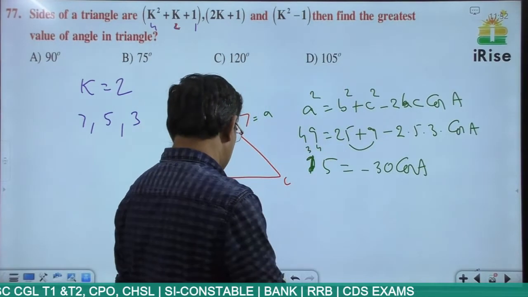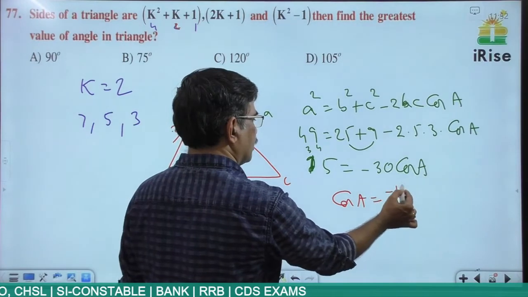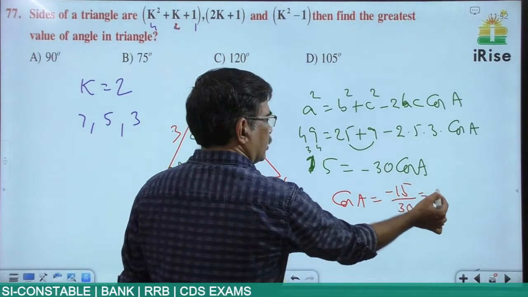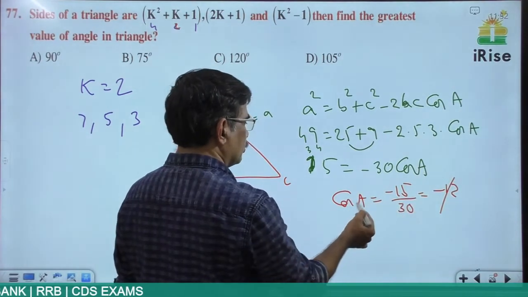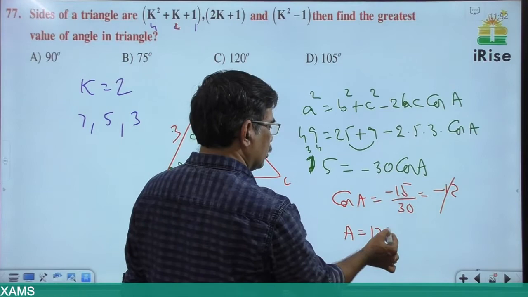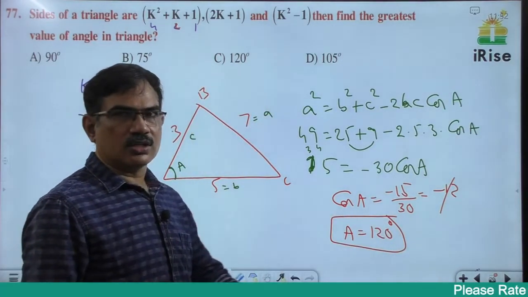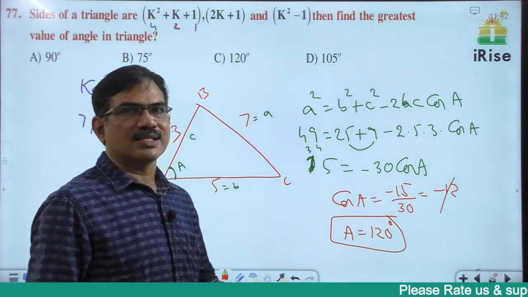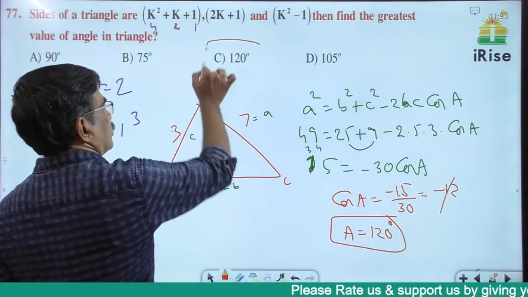So, therefore cos A is equal to minus 15 by 30, minus 1 by 2. Cos A is negative, so A must be in the second quadrant, so A is equal to 120 degrees. Cos 120 is equal to cos 90 plus 30, which is equal to minus sin 30, which is equal to minus 1 by 2. So the answer is 120 degrees.